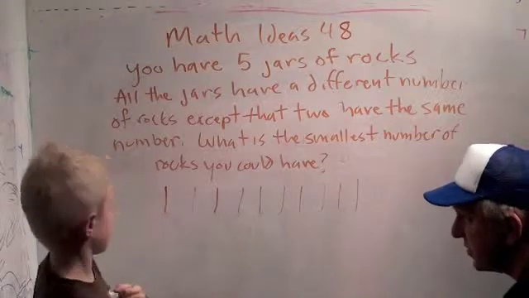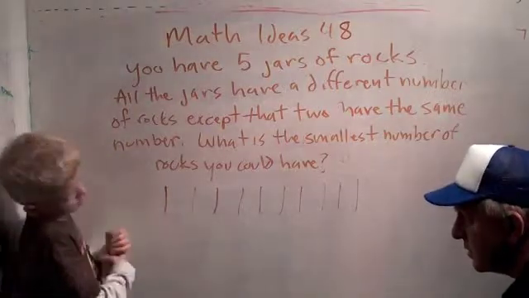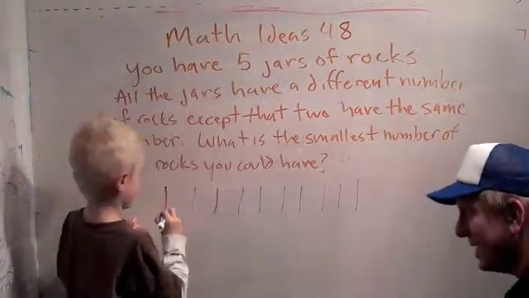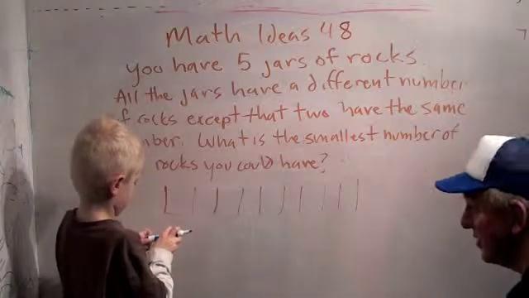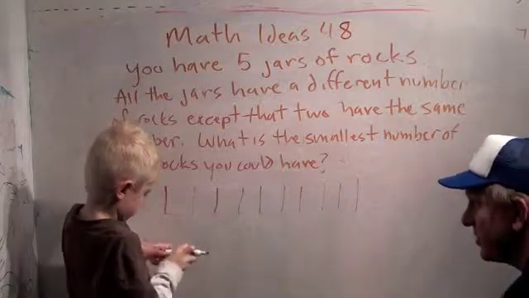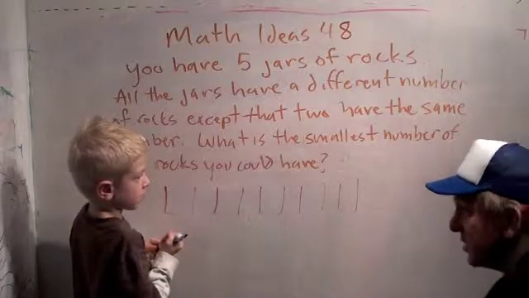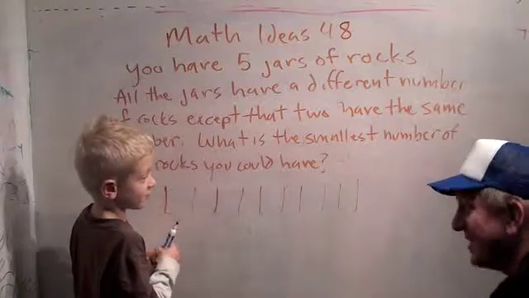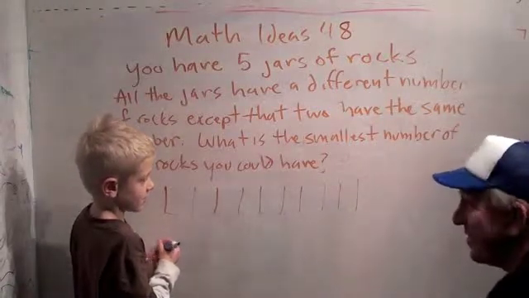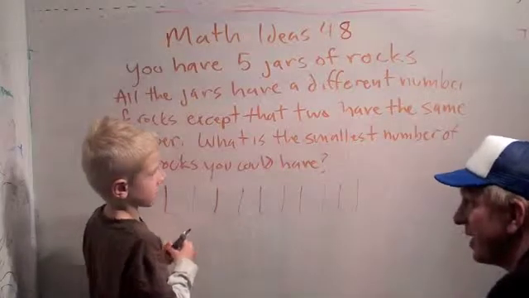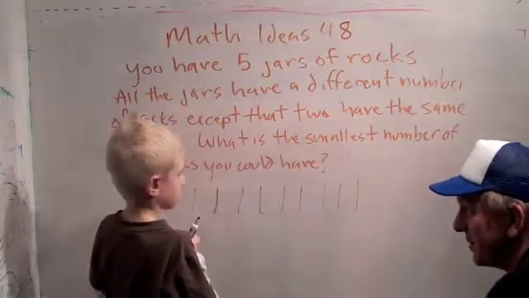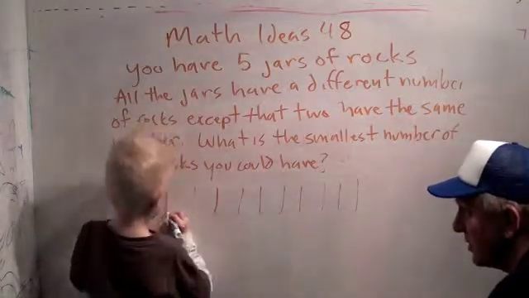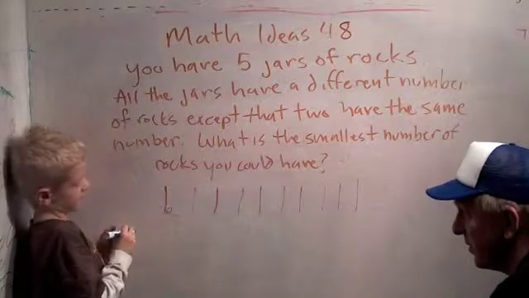The trick on this problem is you're trying to find the smallest number. So how many rocks do you want to put in the first jar? How about 20? No. You're trying to find the smallest number. How many rocks should you put in that jar? 100? Think smaller. What's the smallest number of rocks? 1. Okay. You have 1 rock in that jar. Now draw your rock.